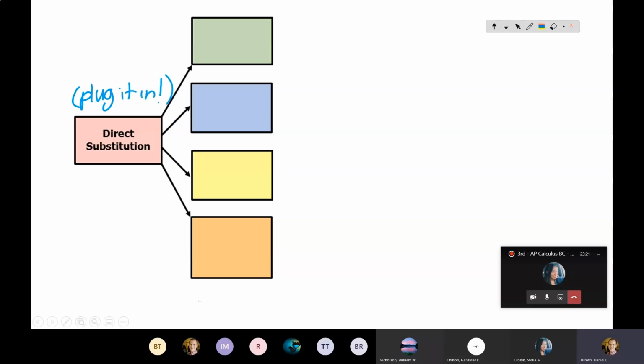And when you plug in the number, there are basically going to be 4 different things that can happen. We're going to talk about some of these today. Some of them we're going to save for Friday, Monday, and Tuesday. But basically 4 cases can happen when you plug in a value.